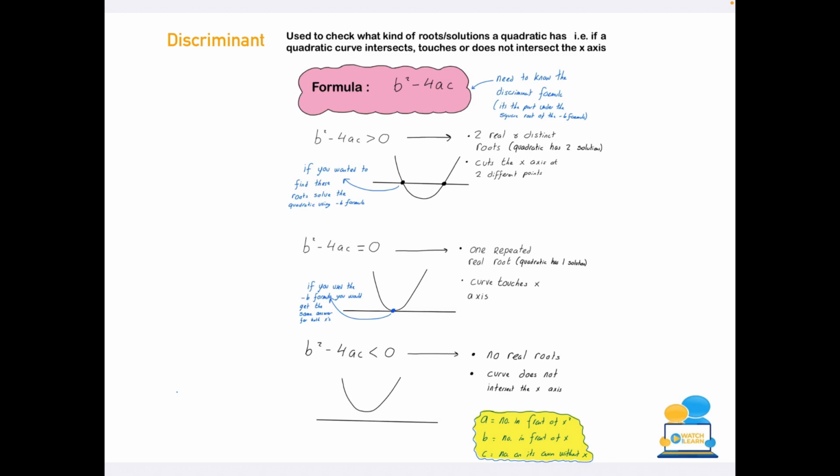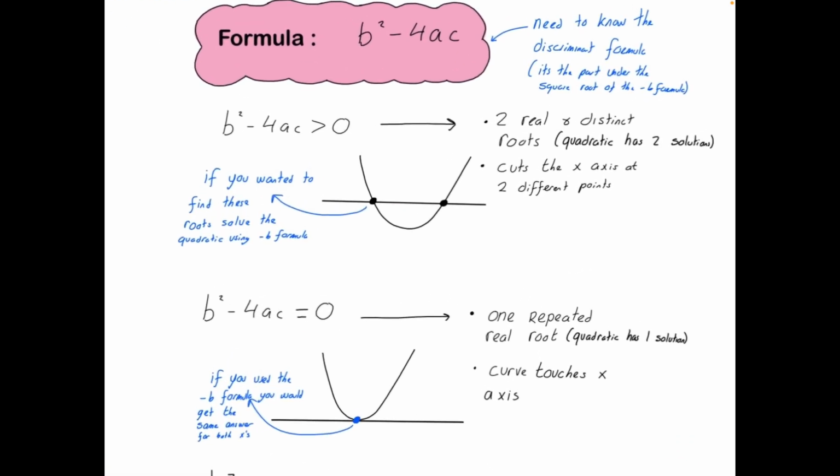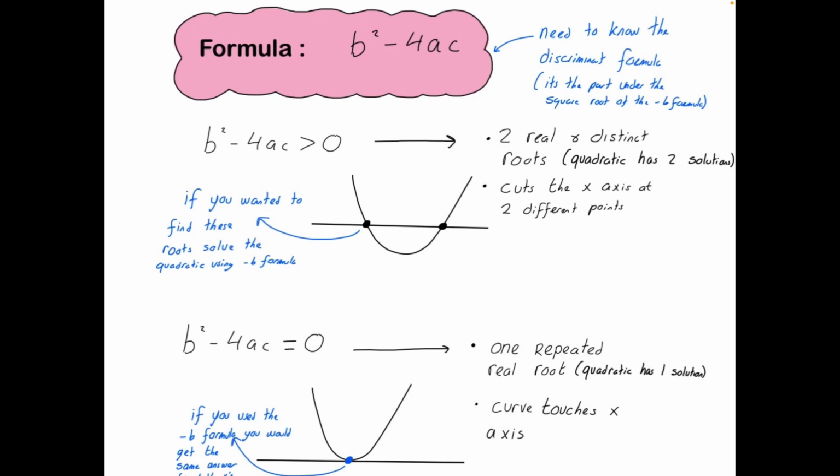That's why I put them both in the same video. But we're going to deal with them kind of as separate concepts. The discriminant is used to check what kind of roots or solutions a quadratic has. This means whether a quadratic curve intersects, touches, or does not intersect the x-axis. Okay, so we'll look at them separately first.